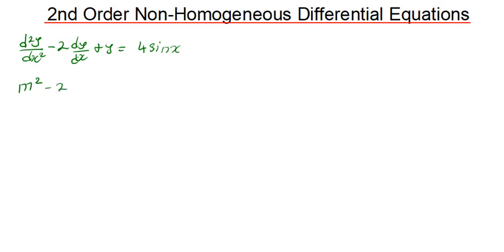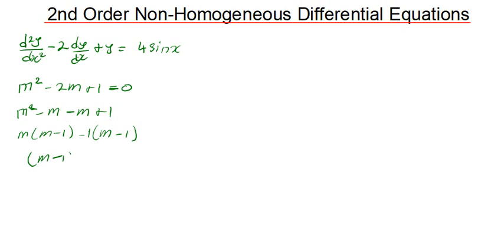m squared minus 2m plus 1 is equal to 0. You can factorize this: m squared minus m minus m plus 1, which would be m(m minus 1) minus 1(m minus 1). So you have m minus 1 times m minus 1 equals 0, meaning you have (m minus 1) squared. So what we have are real equal roots.